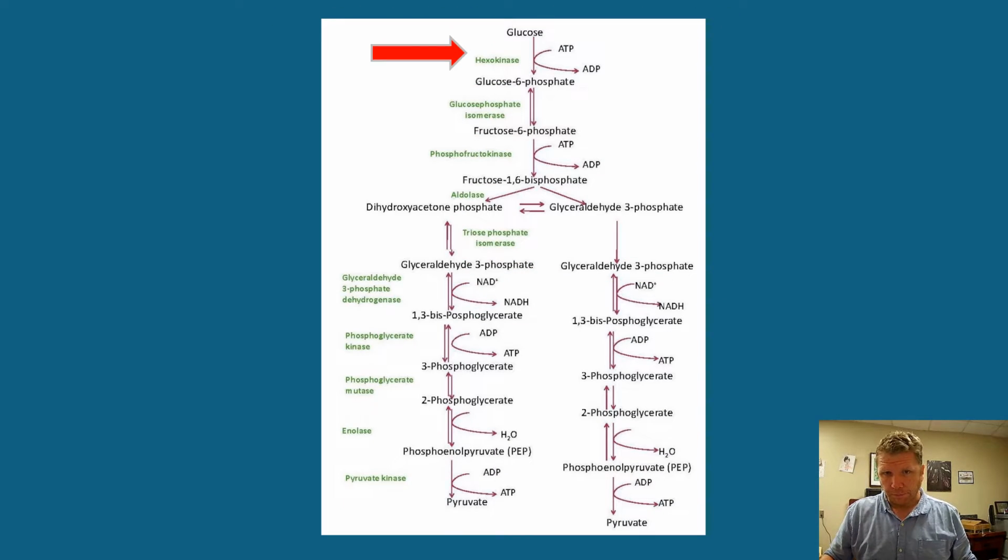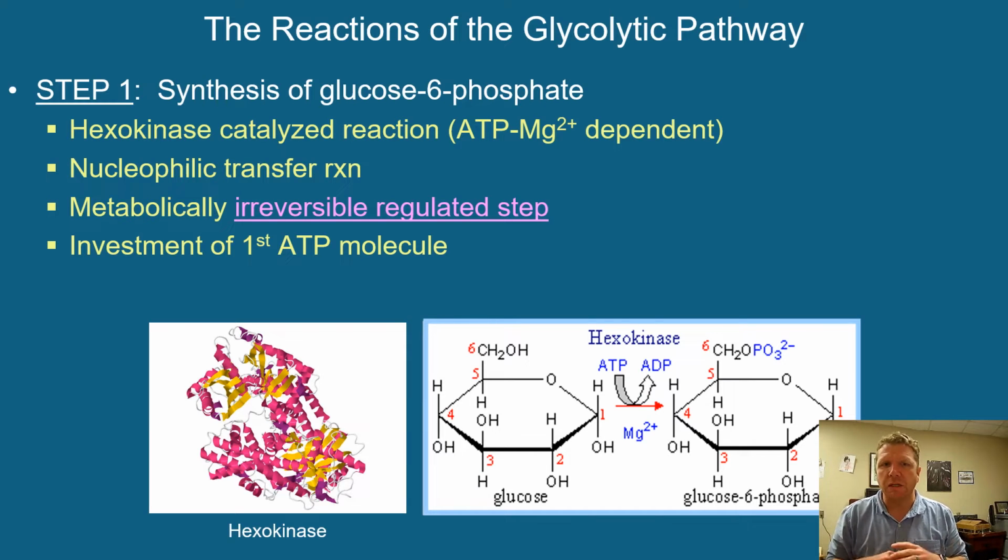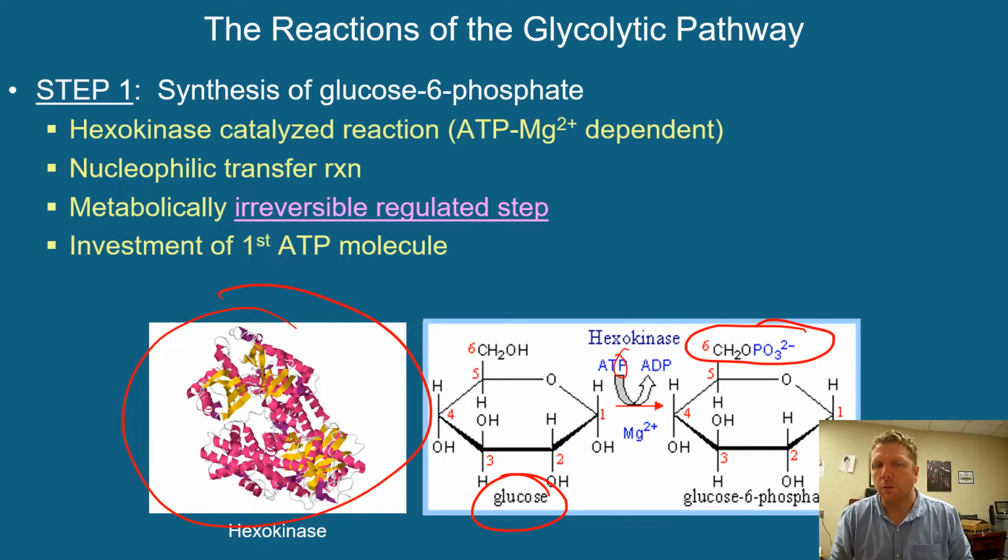So our first enzyme is one known as hexokinase. What hexokinase does is it takes glucose along with ATP and it produces glucose 6-phosphate. You'll see that displayed here. Step 1 in phase 1 of this entire process is this enzyme right here, hexokinase, which takes this molecule, glucose, and does a nucleophilic transfer reaction where we take ATP and transfer one phosphate onto carbon number 6 of glucose, and we produce an aptly named glucose 6-phosphate.